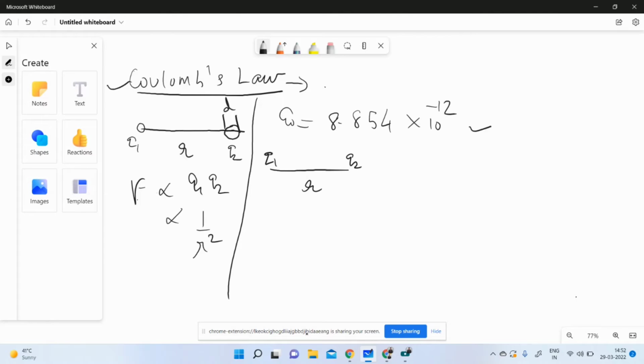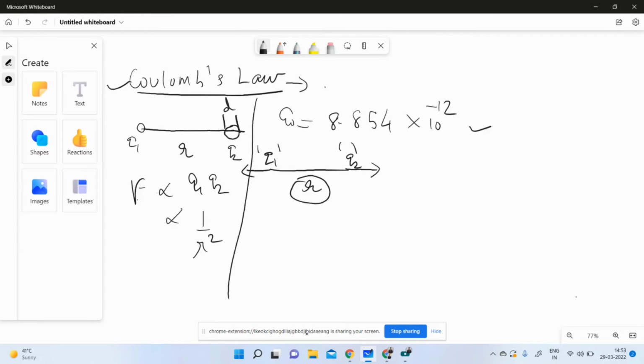Q1 will repel Q2, and similarly Q2 will also repel Q1, because both have the same polarity. That means two positive or two negative charges will repel. One positive and one negative will always attract. So now, students, how do charges Q1 and Q2, which are not in contact with each other, with no physical contact between them, separated by distance r, yet repel each other? They repel with a force given by Coulomb's law, that is F equal to K Q1 Q2 by r square, right?